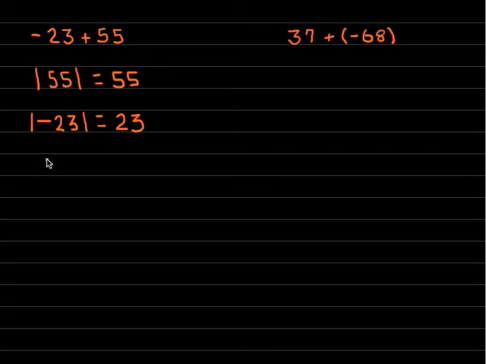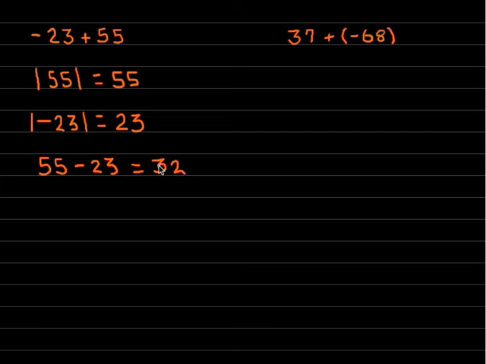Then I subtract the smaller absolute value from the larger. 55 is the larger absolute value. 23 is the smaller absolute value. So larger absolute value minus smaller absolute value. 55 minus 23 is 32.